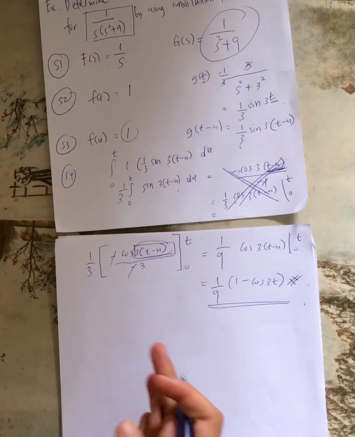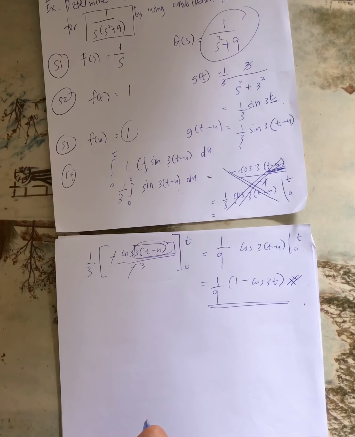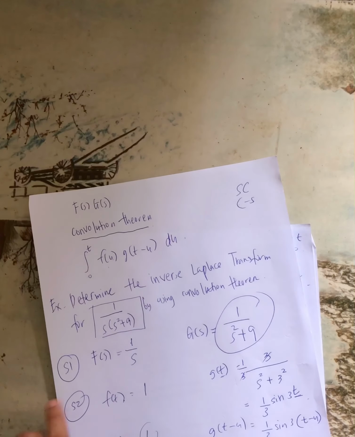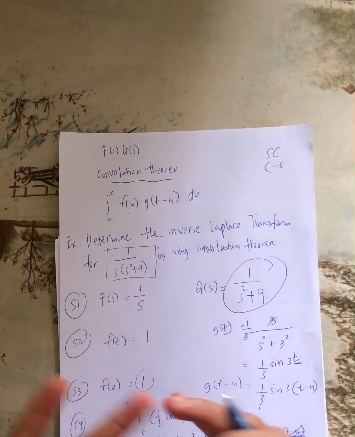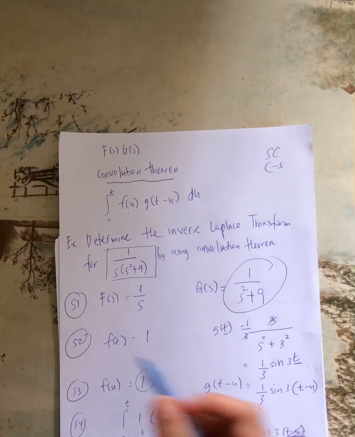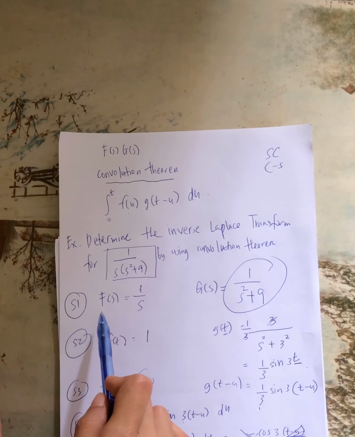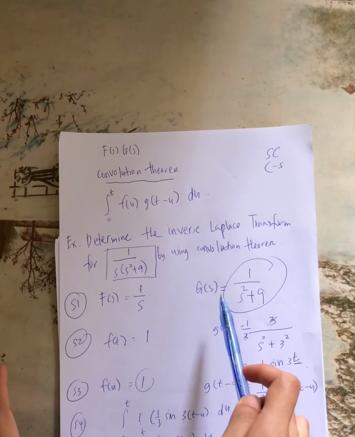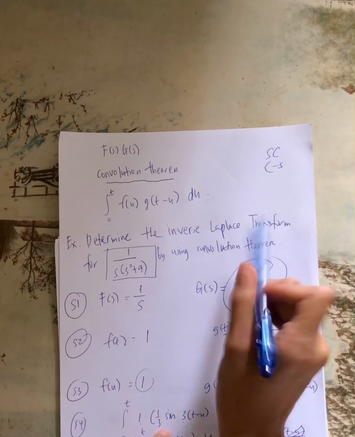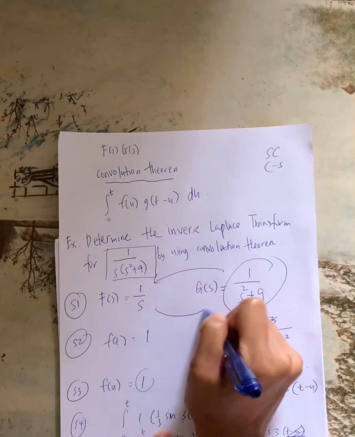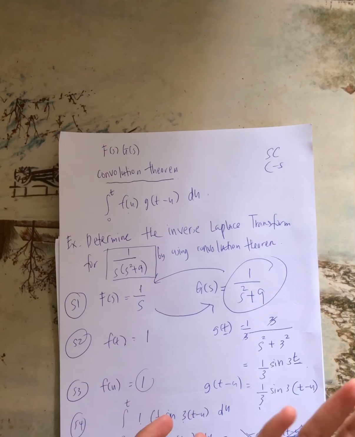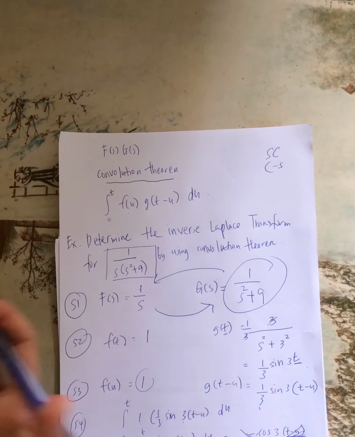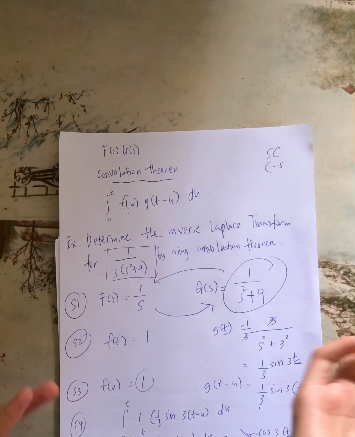Maybe some of you will come with a question like this. Try to look back at your step 1. Maybe some of you will ask why F(s) cannot be 1 over s squared plus 9, and why G(s) cannot be 1 over s. Maybe some of your friends do F(s) as 1 over s squared plus 9. Maybe some of your friends do G(s) as 1 over s.